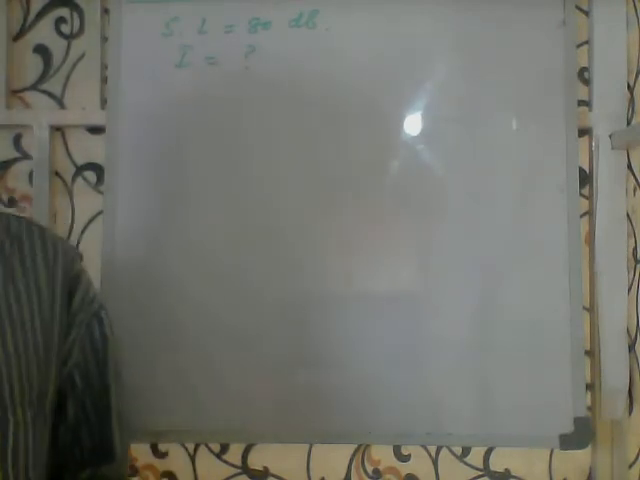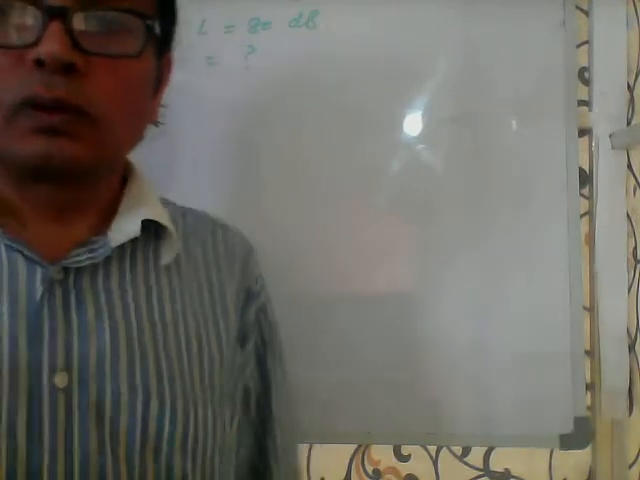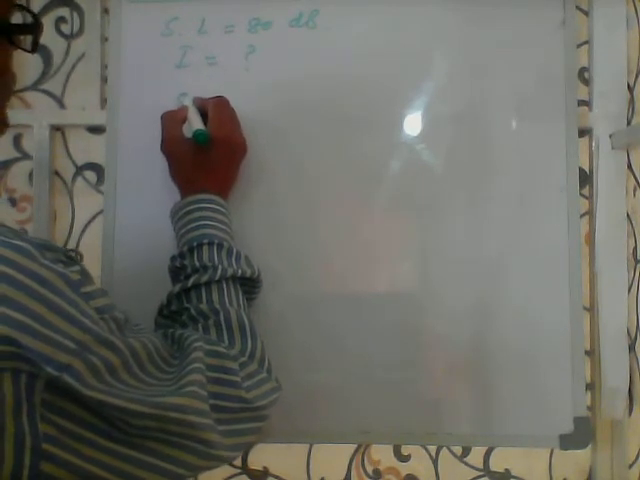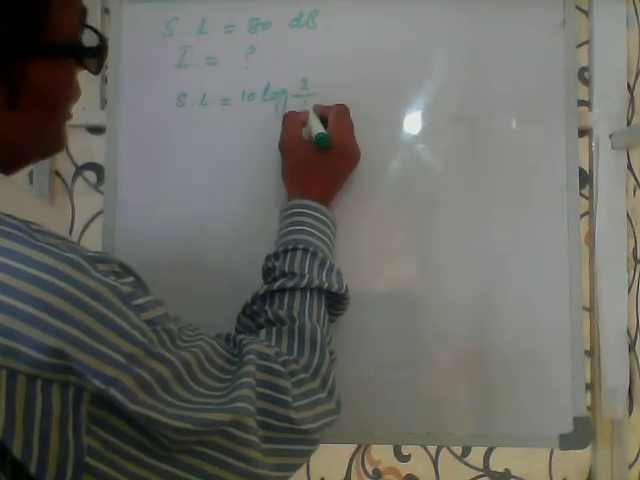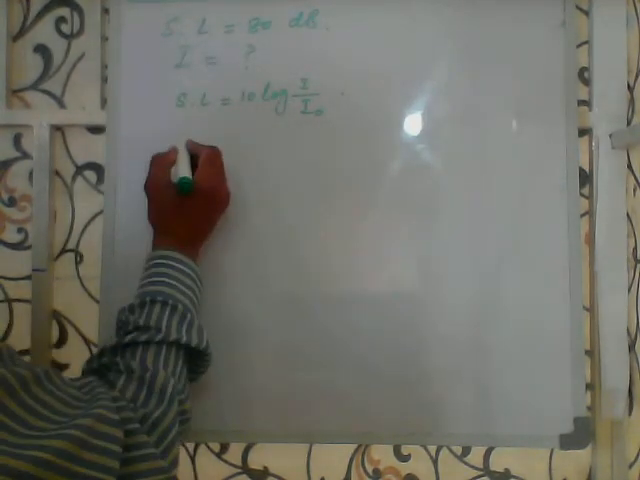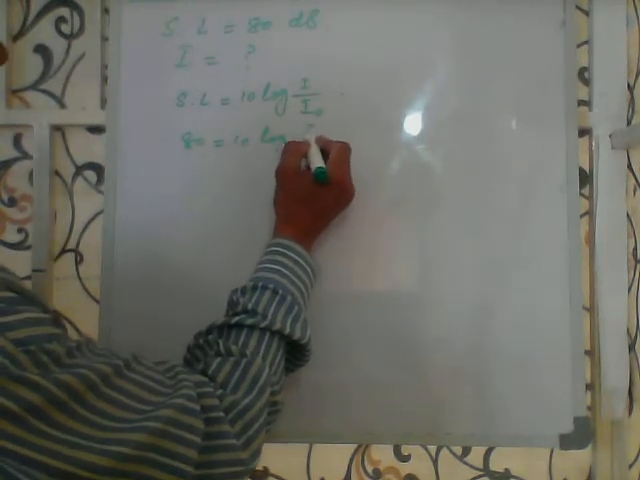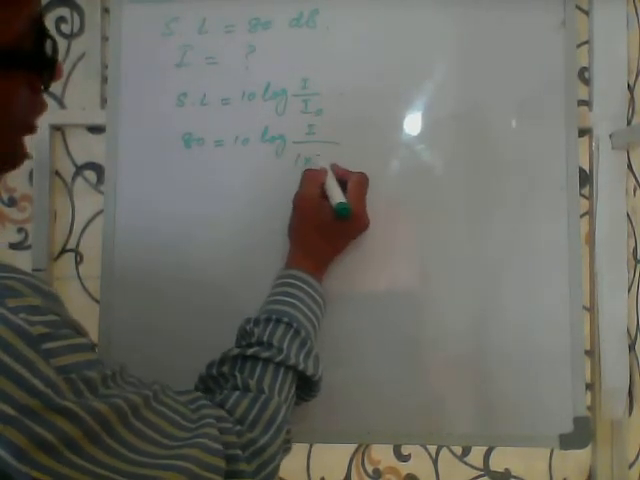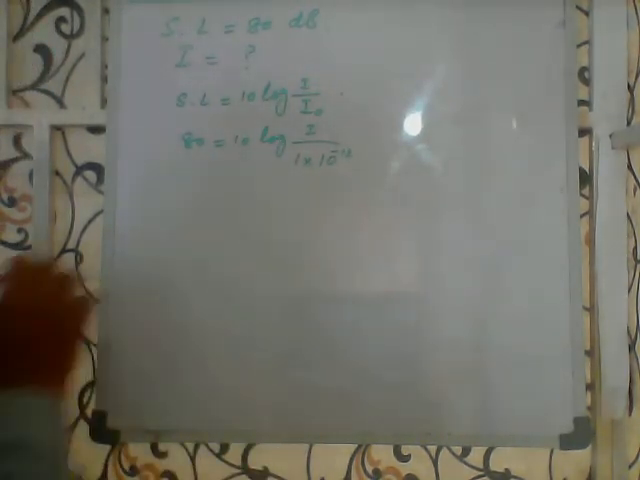Again, like numerical number 1 part number 2, in the same way, you know the formula. Sound level is equal to 10 into log of I by I naught. Here, put the values. Sound level is 80, equal to 10 into log of I, this is to be calculated, and I naught you will keep memorized as 1 into 10 raised to power minus 12.